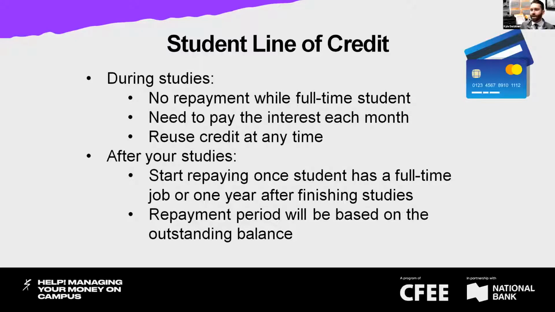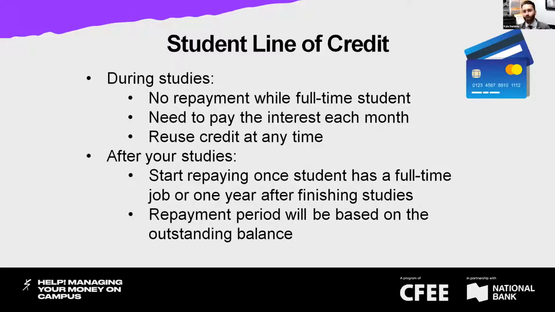Another beneficial way to pay for school that is sometimes better or more effective than OSAP, depending on your situation, is a student line of credit. So during school, using a student line of credit, you do not need to repay while you're a full-time student. You just need to repay the interest each month, and you can reuse the credit at any time. I like this because it allows you to have a little bit more cash flow than potentially your OSAP will, because it's not in a lump sum.